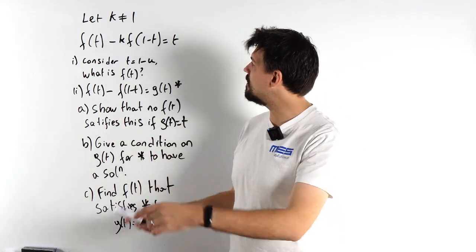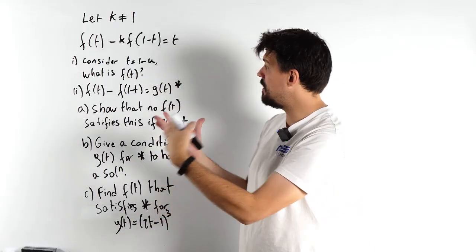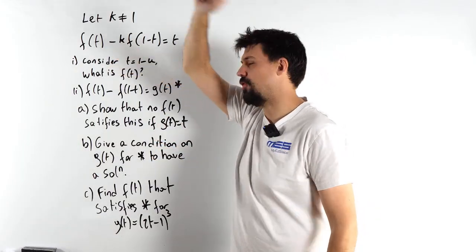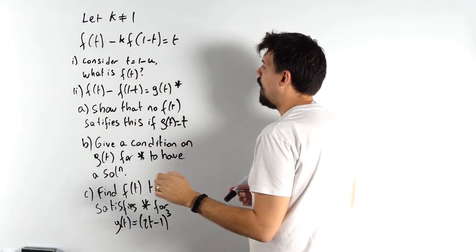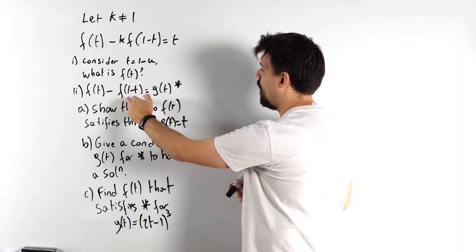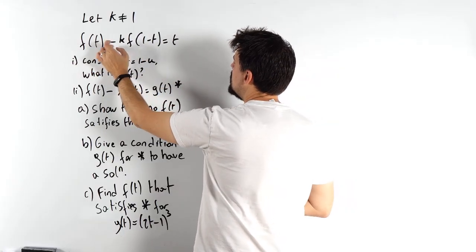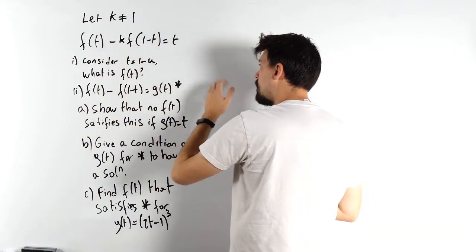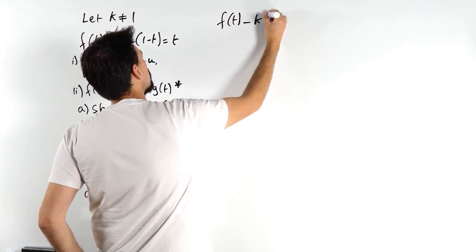We're going to have a bit of fun today. We've got an equation all to do with functions. We have an equation that we need to solve, but my solution is an entire function. So first of all, we're going to say k is not equal to 1 here, and we'll come back to the case k equals 1 in part 2. But basically, can I find a function such that f of t minus k times f of 1 minus t is t? Okay, so let's just jot it down here.